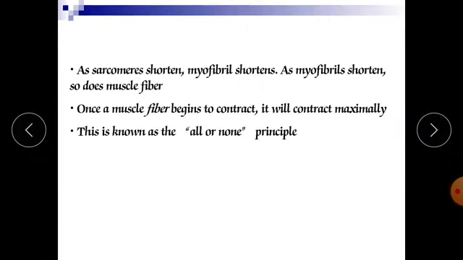As a sarcomere shortens, the microfibril shortens. As the microfibrils shorten, so does the muscle fiber. Once a muscle fiber begins to contract, it will contract maximally. This is known as the all or none principle. Either all the muscle fibers will contract or none will. It means all the muscle fibers will start to contract at the same time. In this fashion, the all or none principle is followed here.